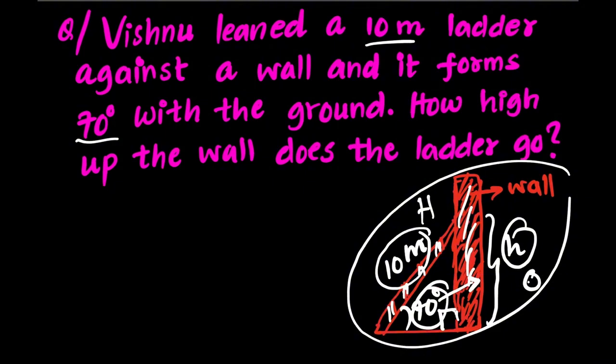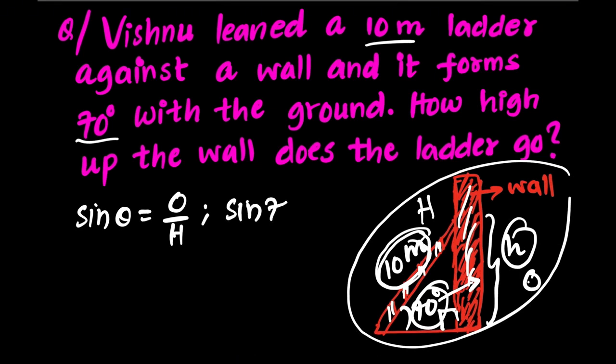Since the angle and then the hypotenuse are given and we are asked to find the opposite, so let's use the sine ratio. Sine theta equals opposite over hypotenuse. So substitute here, sine of theta, which is 70 degree, equals opposite, here is height, and then the hypotenuse is the length of the ladder, which is 10. There is a denominator of 1 to the sine 70 degree.